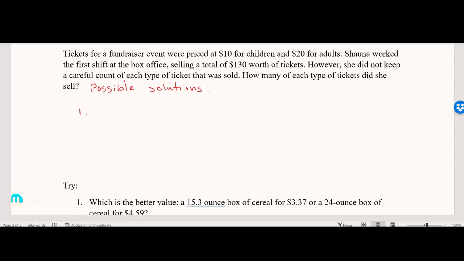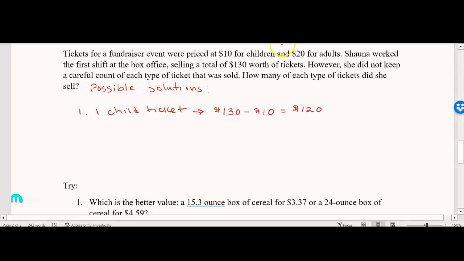Let's say she sold 1 child ticket, because remember, we don't know how many she sold because she didn't keep track. So what we want to do is just figure out what it could have been. If she sold 1 child ticket, that's $10. Out of her total, that leaves us with $120 left. Well, how much were the adult tickets?